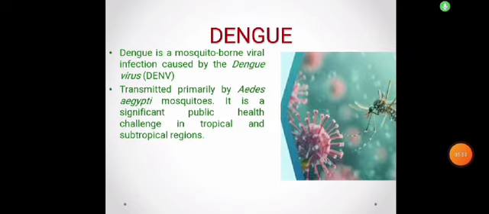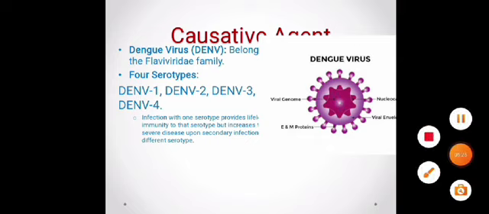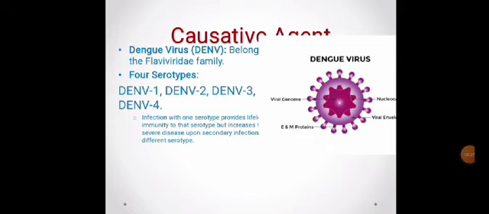Then we go for another vector-borne disease, that is dengue. Dengue is a mosquito-borne viral infection caused by the dengue virus, transmitted primarily by the Aedes aegypti mosquito. It is a significant public health challenge in tropical and subtropical regions. Then we go for the causative agent. The causative agent is the dengue virus, which belongs to the flavivirus family. The dengue virus has four serotypes: dengue virus 1, dengue virus 2, dengue virus 3, and dengue virus 4.